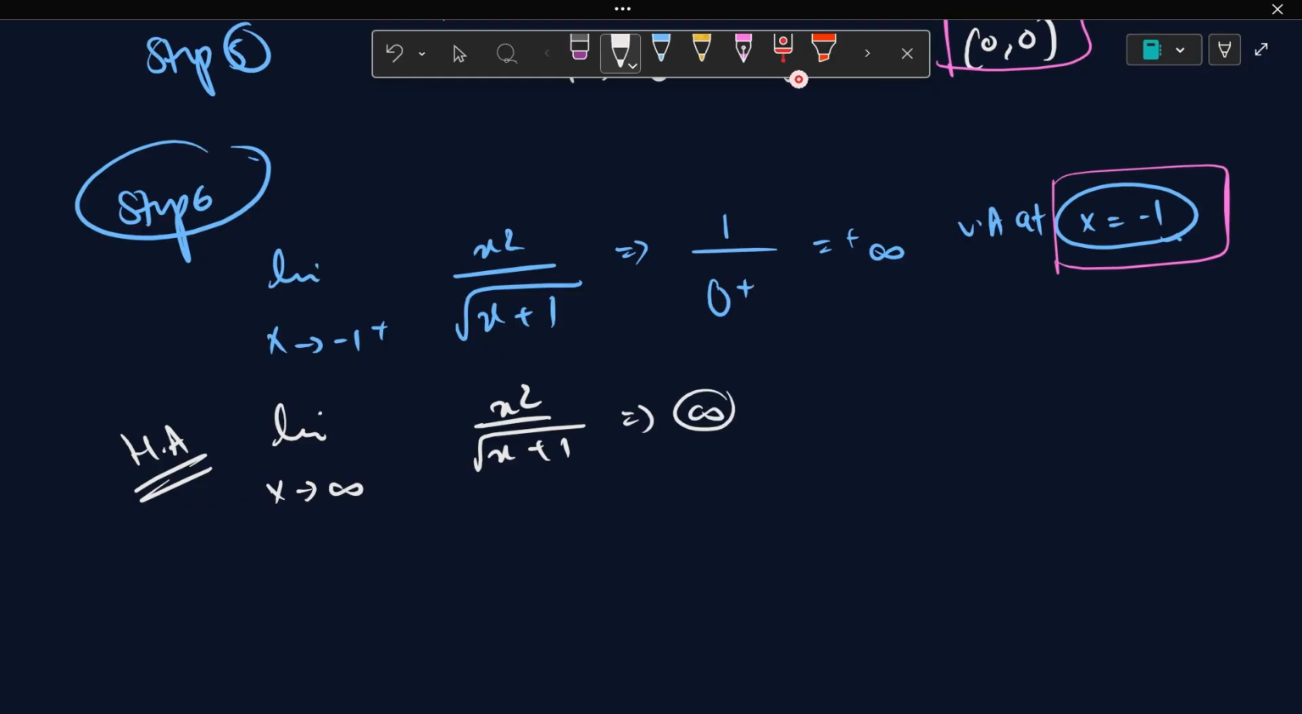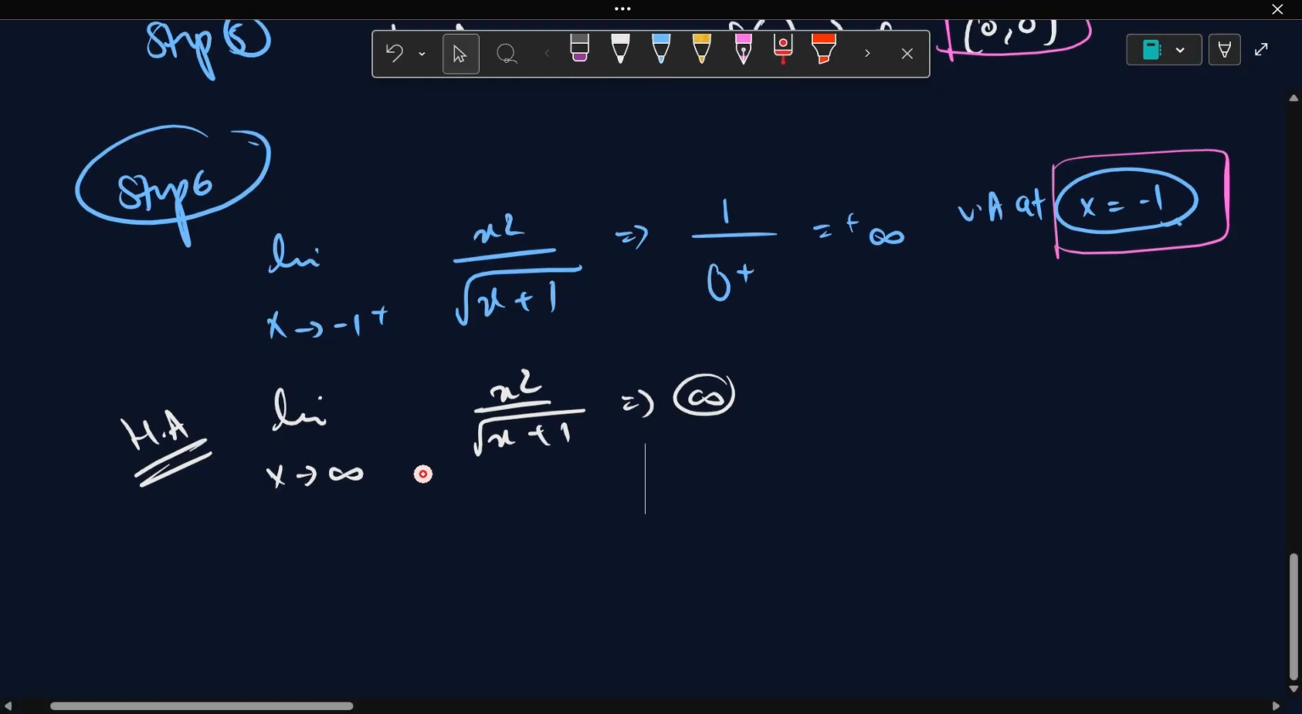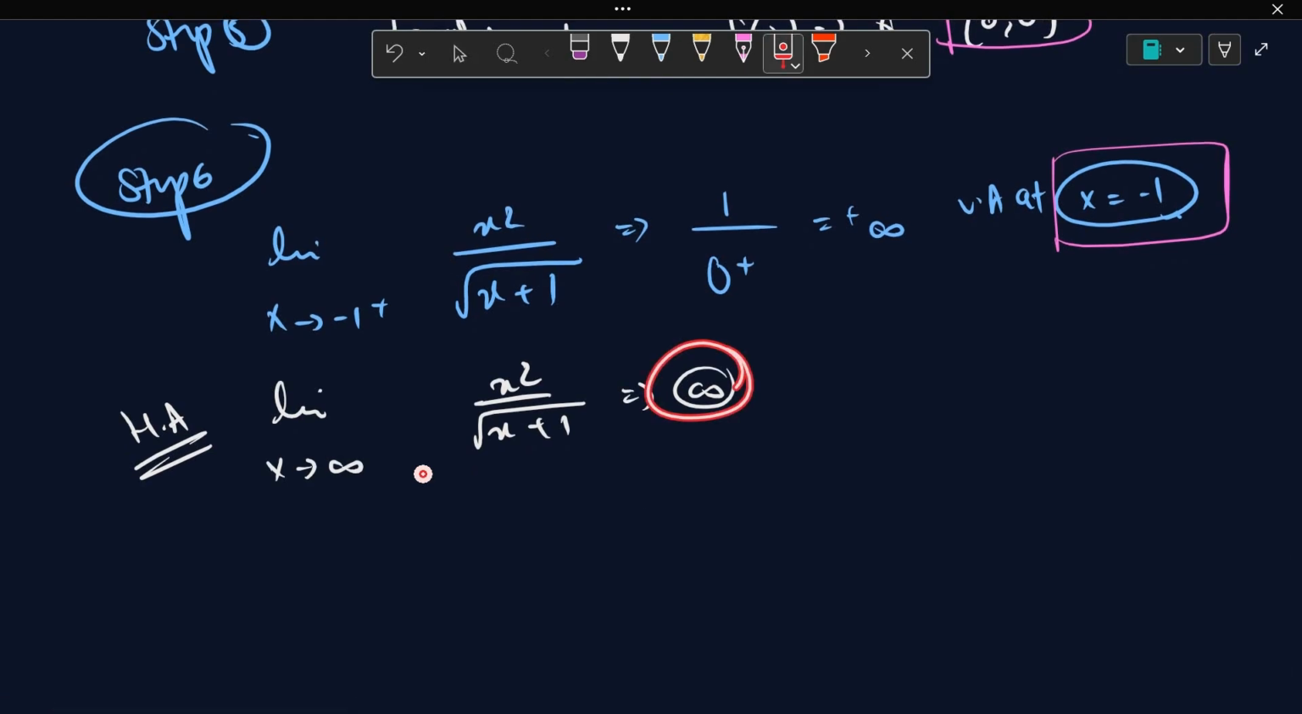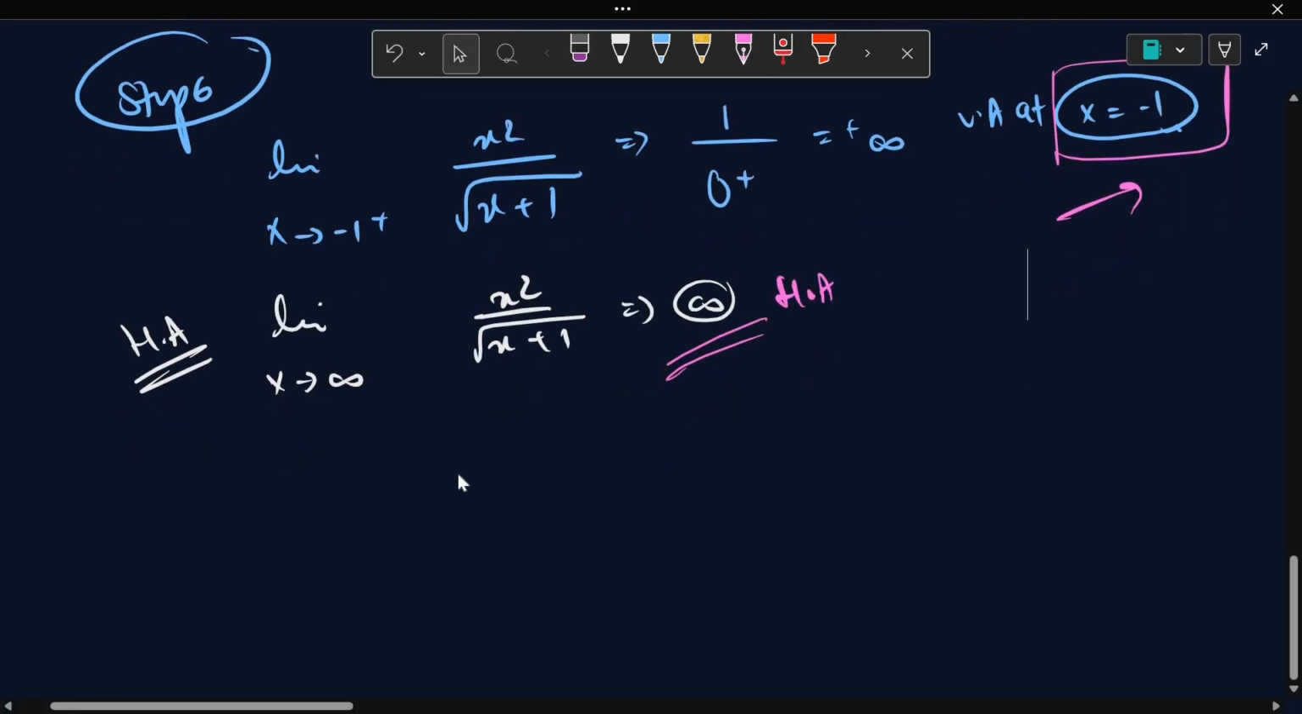Okay, and if you don't know how to figure out the horizontal or vertical limits, as x approaches infinity or any other number, I have already made a lot of videos on that in my Calculus 1 playlist, so make sure to watch that to review. So we have a horizontal asymptote at infinity and a vertical asymptote at x equals -1.